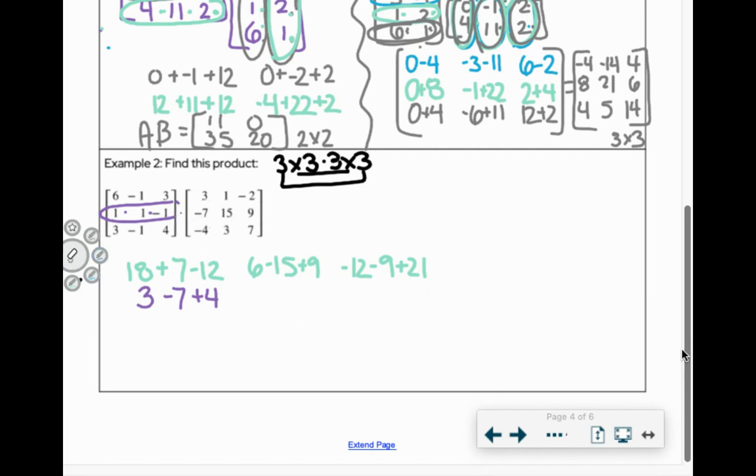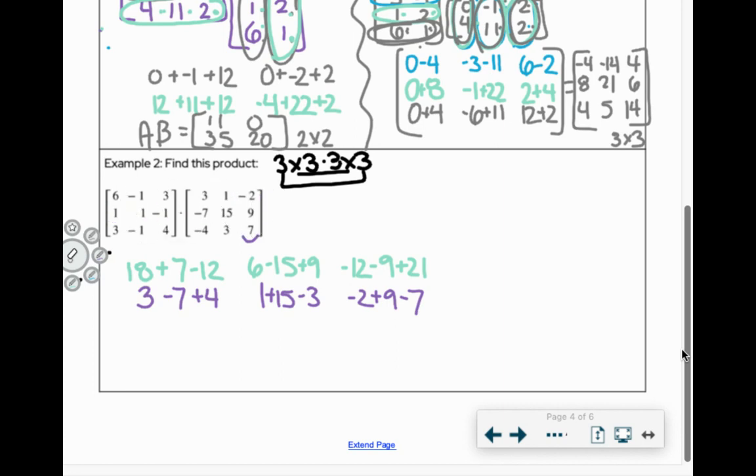Then, second row still. Now second column. Sorry. Redoing it for no reason, I realize. 1 times 1, 1. 1 times 15, 15. Negative 1 times 3, negative 3. Last column. 1 times negative 2, negative 2. 1 times 9, 9. Negative 1 times 7, negative 7.